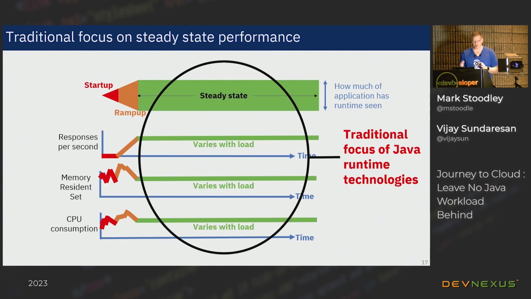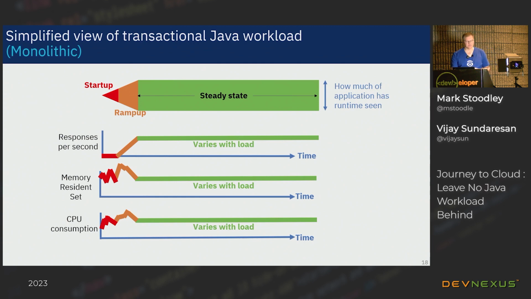Traditionally, if you go back 10, 15 years, the focus of Java runtime technologies has been on this steady state, right? When people say they want the performance of Java to be better, they focus on steady state performance. And it doesn't really matter how long it takes to get there because people were working on monoliths, right? And monoliths spend most of their time in that steady state section. Yes, they might take a while to start up and ramp up, but once they get there, they're probably going to run for hours or days or months even.